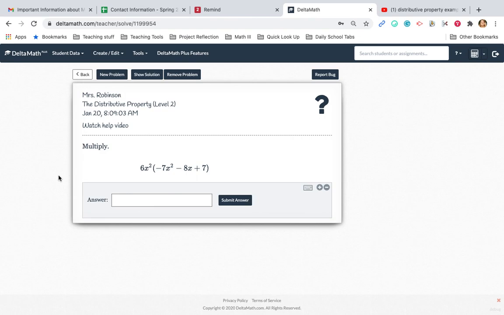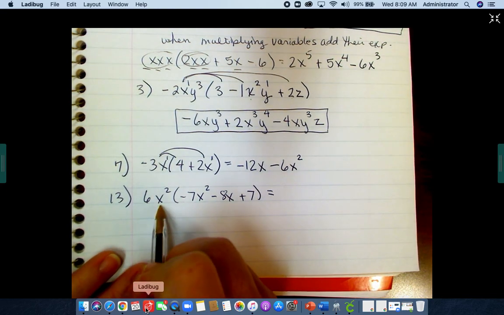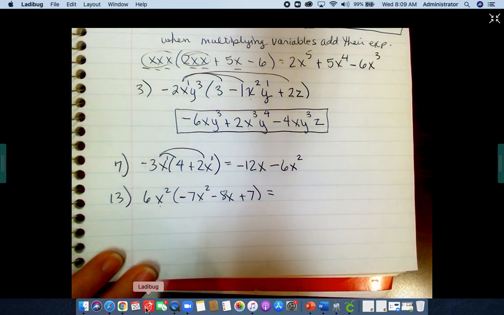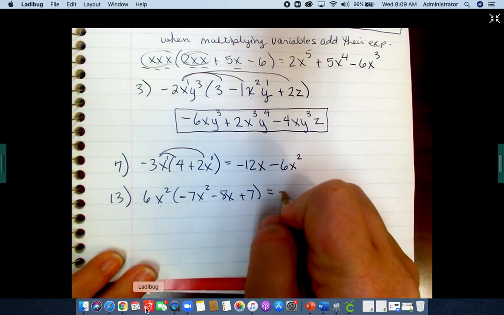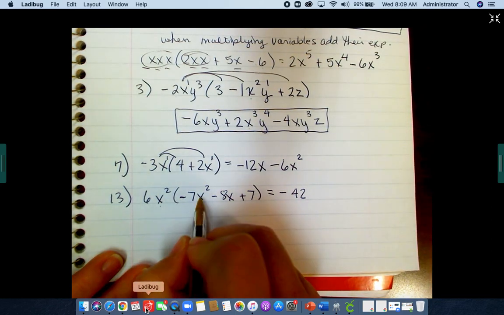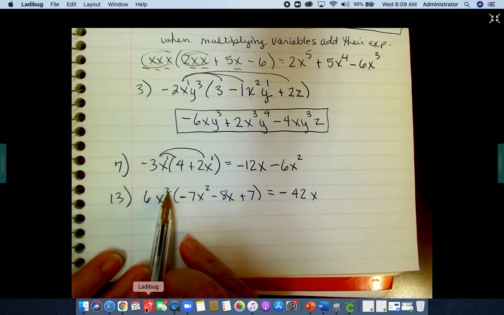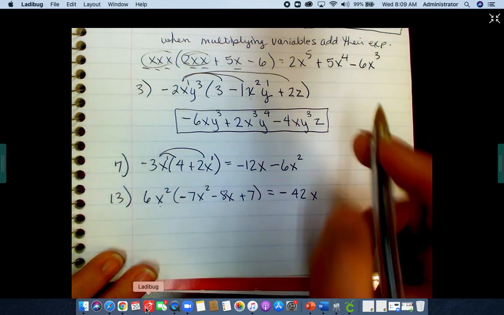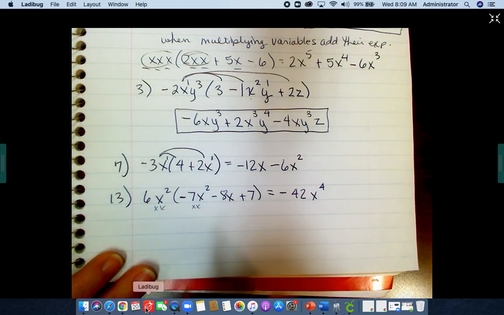And because this is part of your notes, you should see this problem worked out in your notebook. So 6x squared times negative 7x squared. Positive times a negative is negative. 6 times 7 is 42. And then how many x's do I have? X to what power? Kind of hard to mess that up, right? Because 2 plus 2 and 2 times 2 is 4. But remember that that's 2 x's being multiplied by 2 x's.